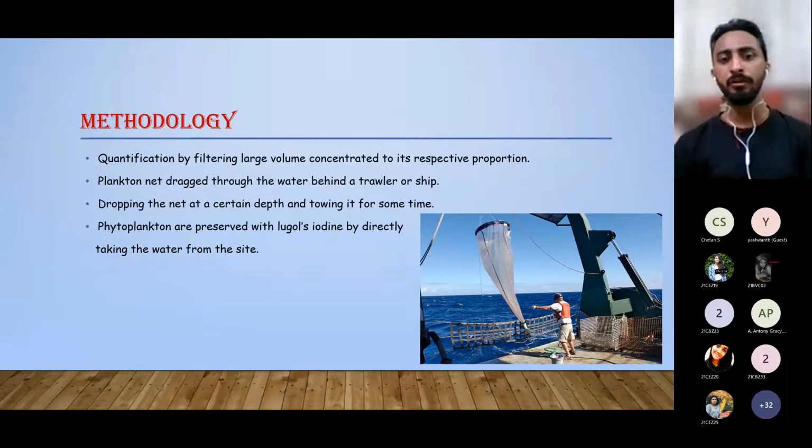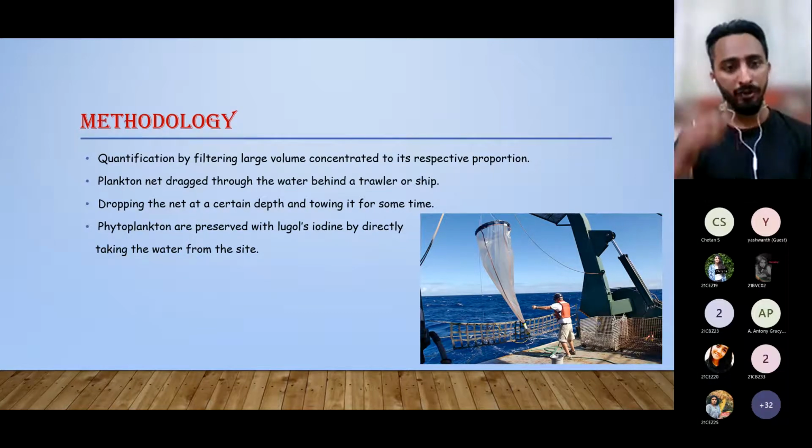So let's come to the methodology of how these planktons are collected. First is, like I said, quantification by filtering a large volume concentrated to its respective proportion. So what you can do is take the net, filter a certain amount of water, say 50 liters of water, and you concentrate that to 5 ml. So concentrating 50 liters of water to 5 ml gives you a definite proportion filtered plankton sample.